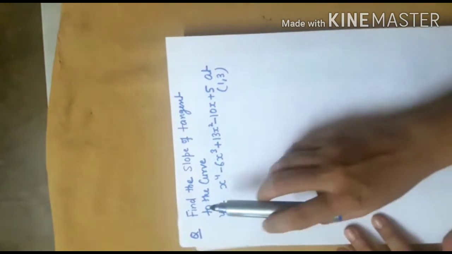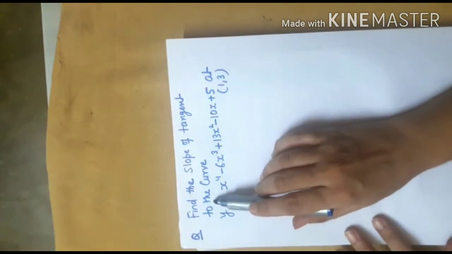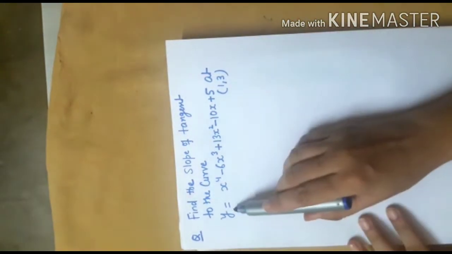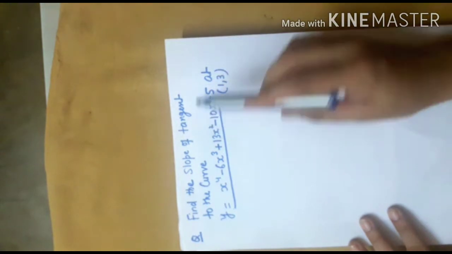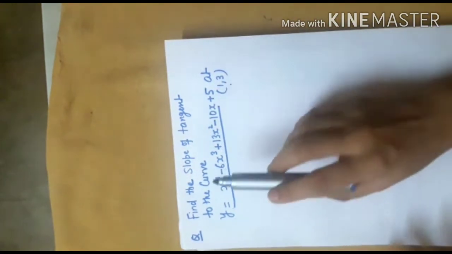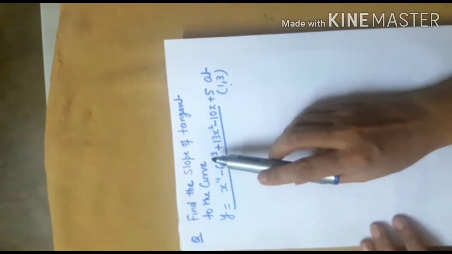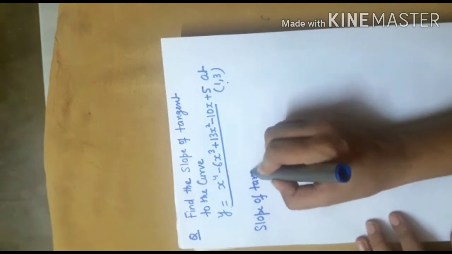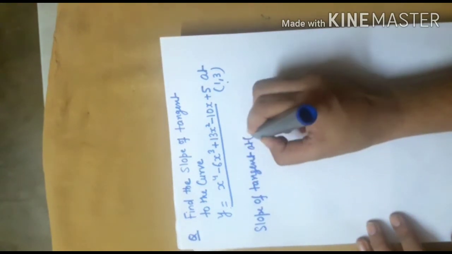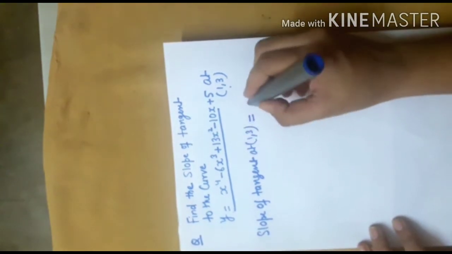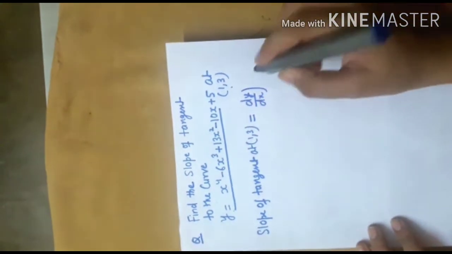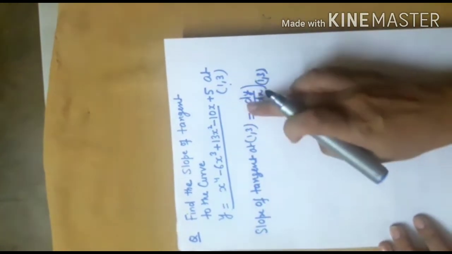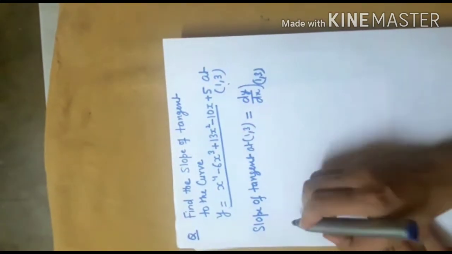Now let's take one question. Find the slope of the tangent to the curve at 1, 3. This is the equation of the curve. A tangent is drawn at this point. We are to find out the slope of the tangent. Slope of tangent at 1, 3 is equal to the value of the derivative at the point 1, 3. Right? So first I need to find out the derivative of the function.